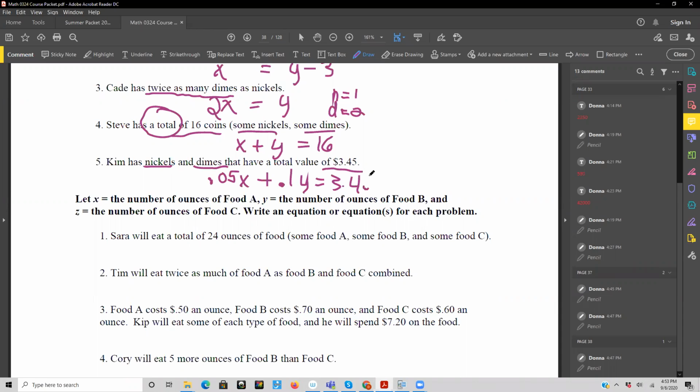A lot of times you'll see these in conjunction with each other, like one for the number and one for the money. So just remember to multiply the number of coins by their value. Okay.